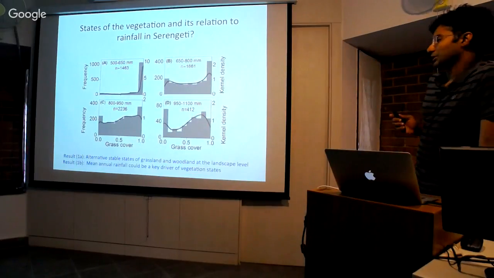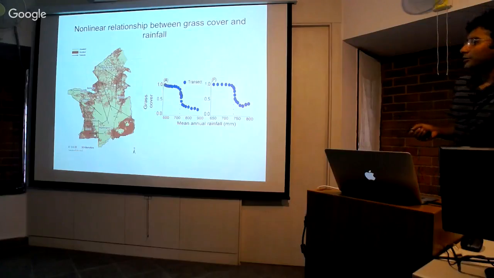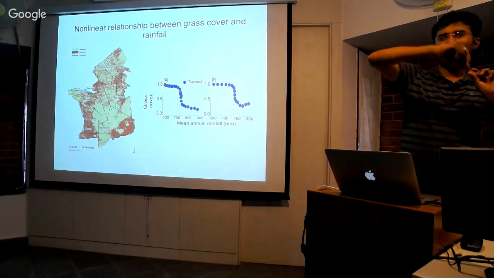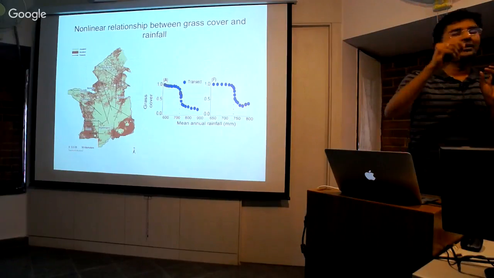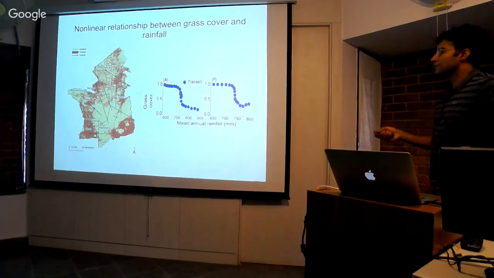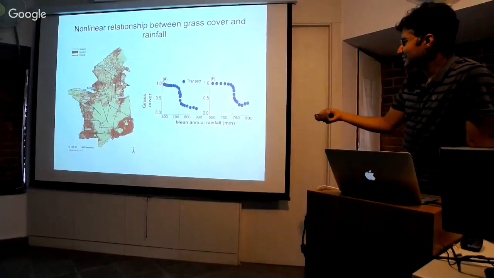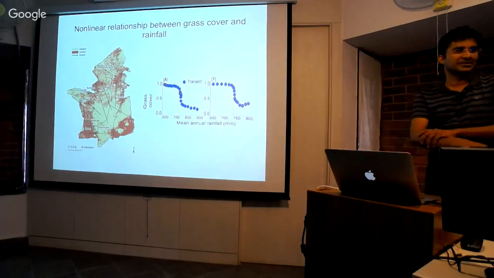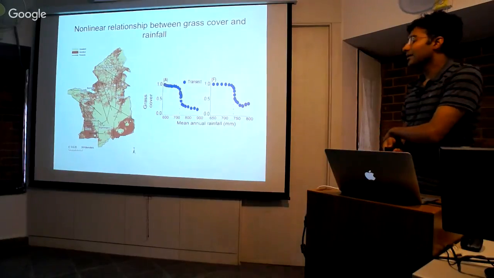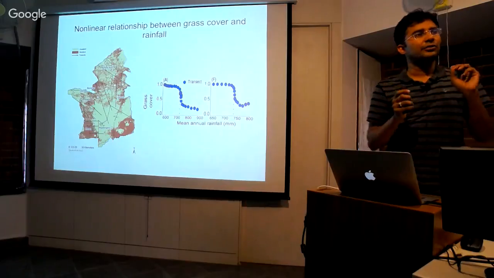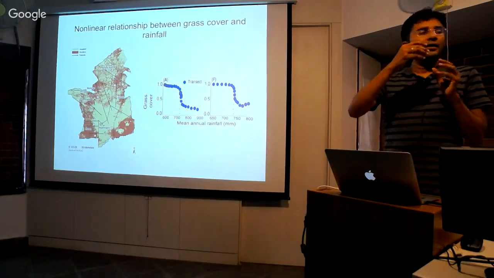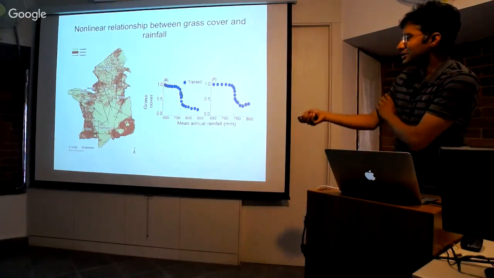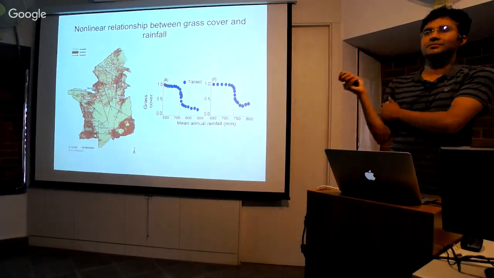So what we did was the following. Now, if you look at it as a function of space, the driver is changing, the ecosystem state is changing. So if we just plot the grass cover as a function of mean annual rainfall, in fact, they show this kind of highly nonlinear behavior. And what we thought was, imagine a scenario where instead of driver value changing over time, we can think of this ecosystem as driver value changing over space.